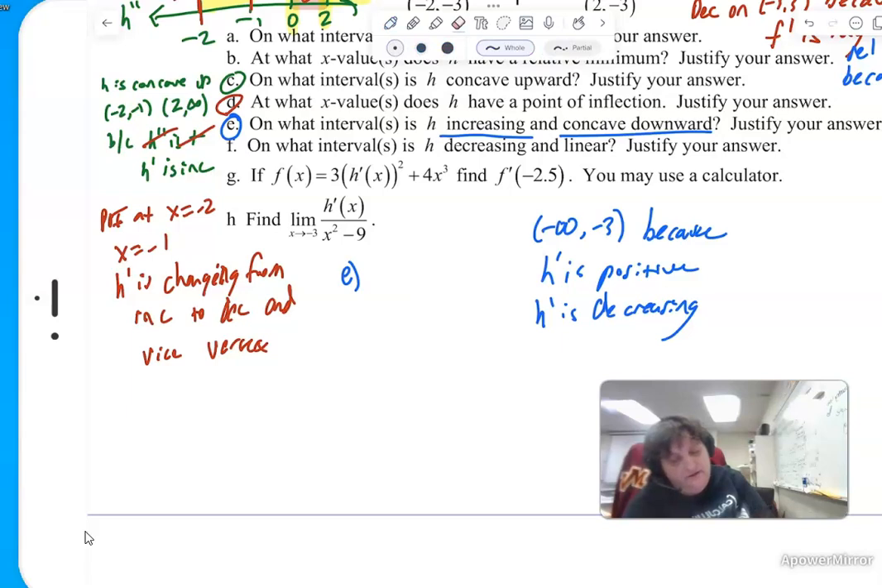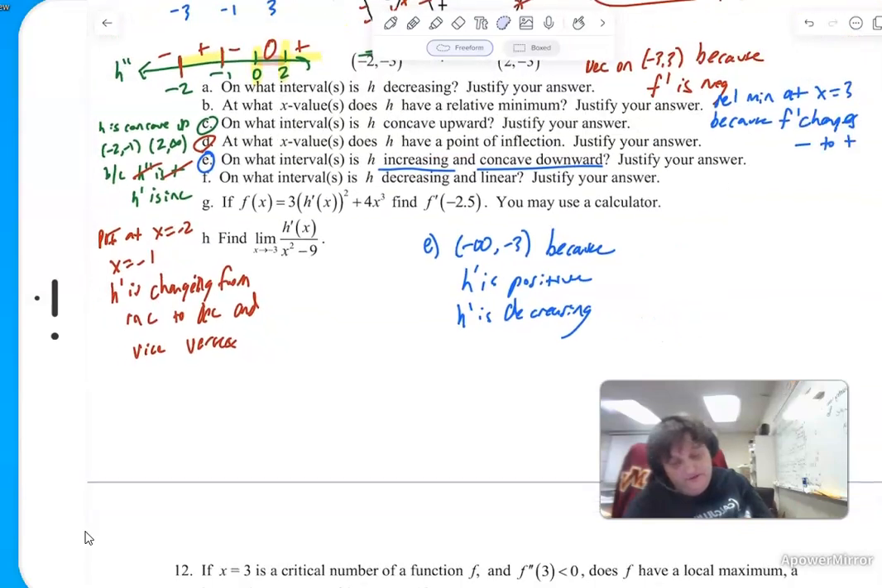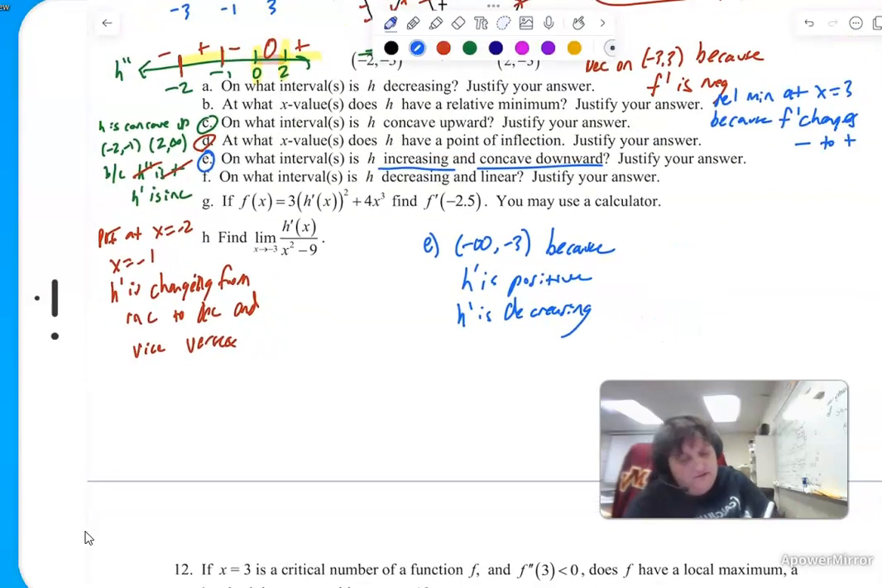Because, oops, I was going to write it there. That is where H prime is positive and H prime is decreasing, which says H is increasing and H is concave down. It's crazy. All right, hopefully you guys are understanding this. These are tough. Okay, let's look at F. Decreasing and linear. So blank because H prime is negative and there's no concavity.